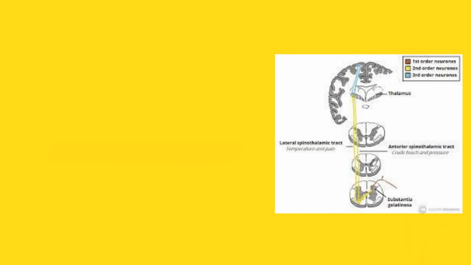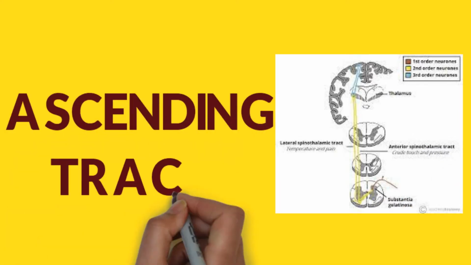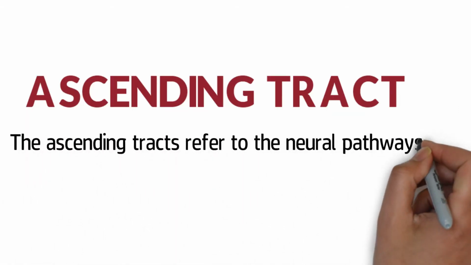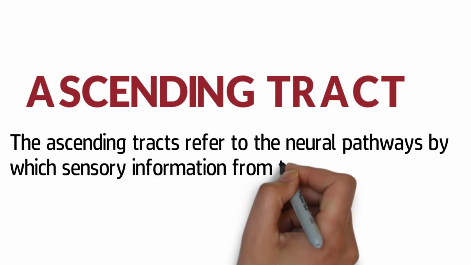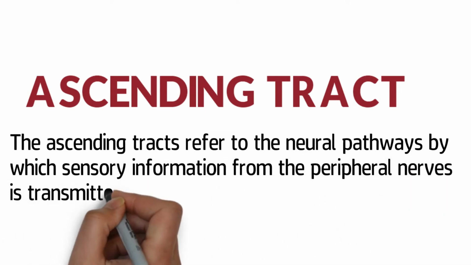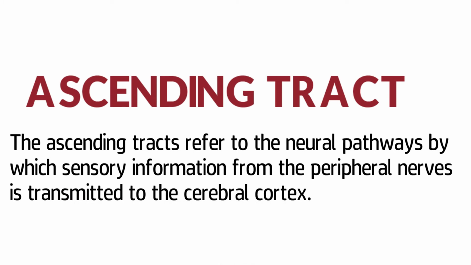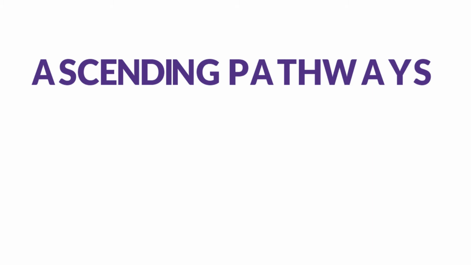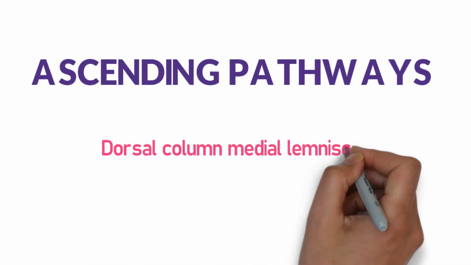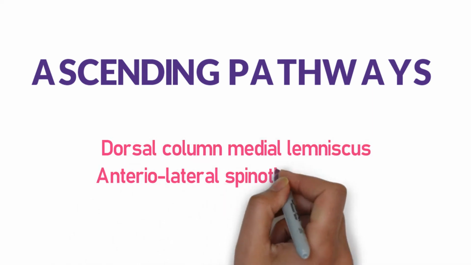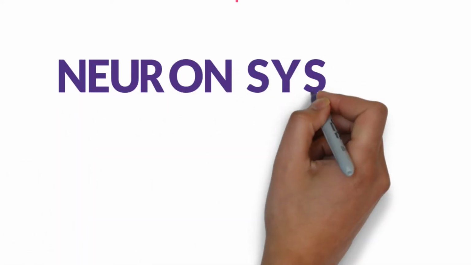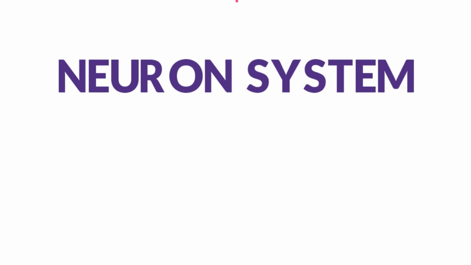I am Dr. Humera. Today we will be discussing ascending tracts of the spinal cord. The ascending tracts refer to the neural pathways by which sensory information from the peripheral nerves is transmitted to the cerebral cortex. There are two most important ascending tracts, that is dorsal column medial lemniscus pathway and anterior lateral spinothalamic tract. These tracts use three neuron systems to convey sensory information to the cortex.